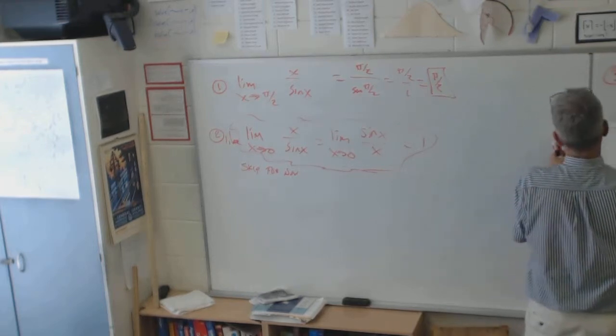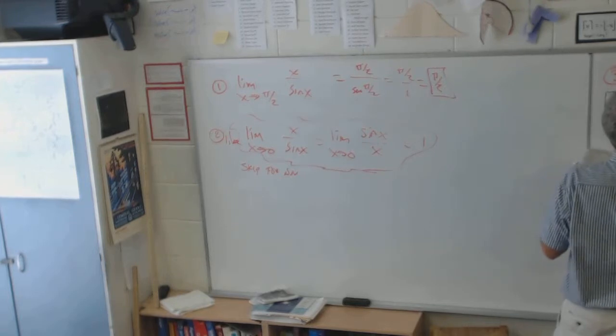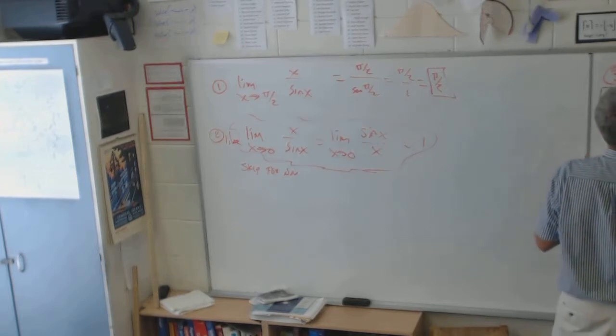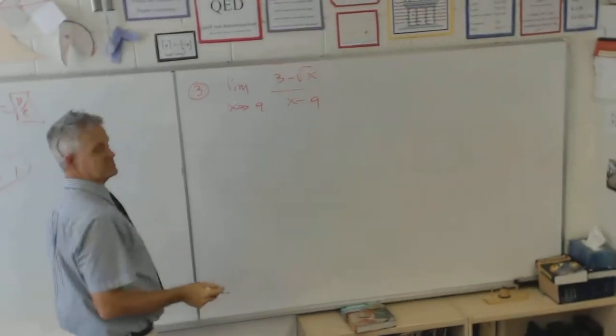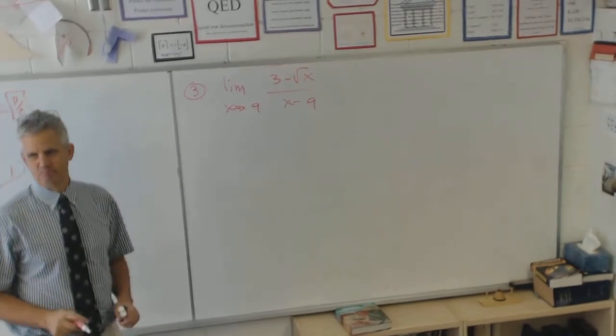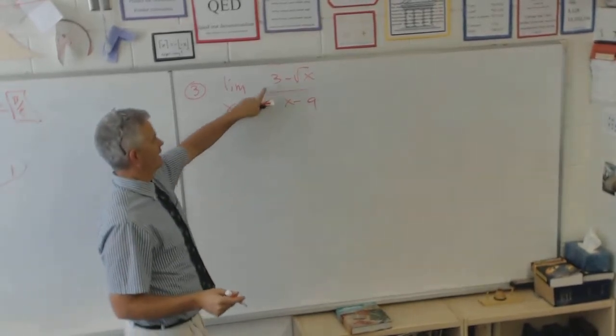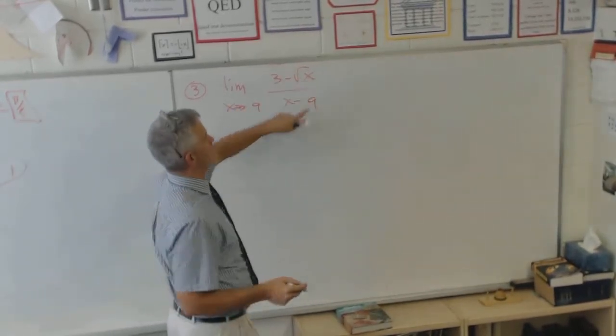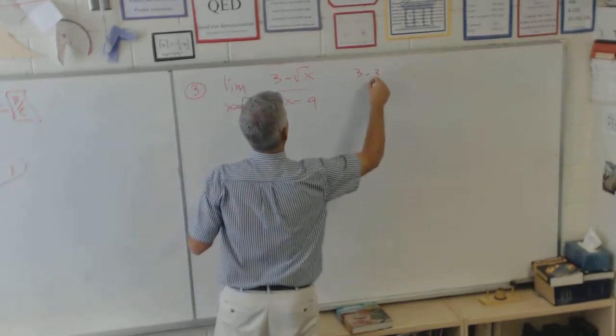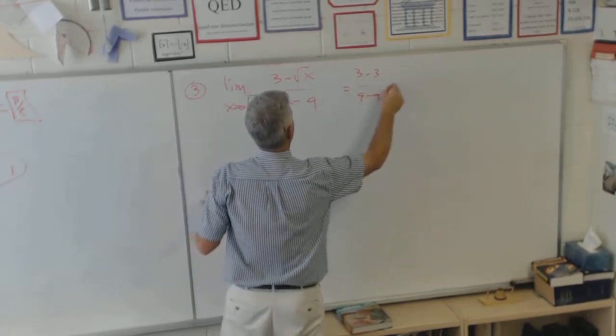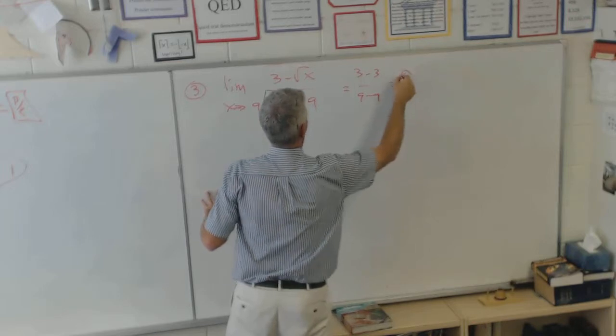The limit as x approaches 9 of 3 minus the square root of x over x minus 9. We'll use the same idea. We'll just plug in. If I plug in 9, I get 3 minus the square root of 9. It's 3 minus 3 over 9 minus 9. We get 0 over 0.